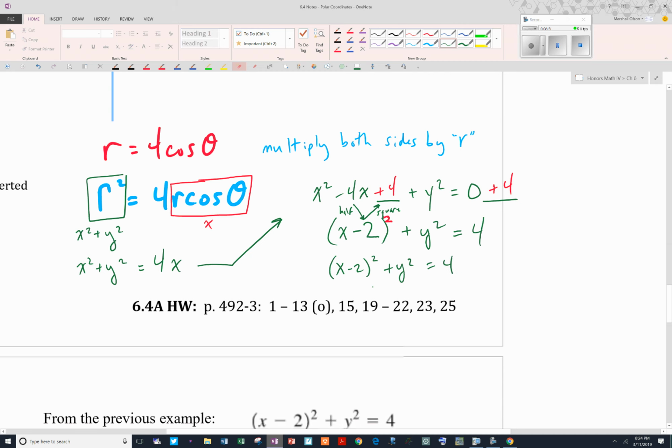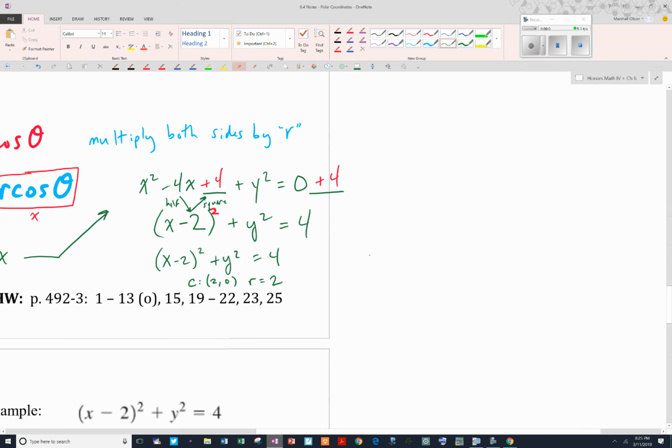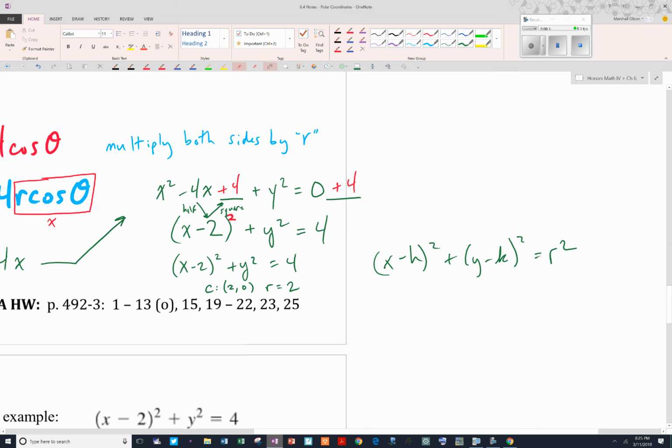That has a center at (2, 0), and it has a radius of 2. Remember, the standard form of a circle is x squared... oh, that's if it's centered at the origin. It's (x minus h) squared plus (y minus k) squared equals r squared. So we can see how we get our information there. The center's at (2, 0), and the radius is 2.